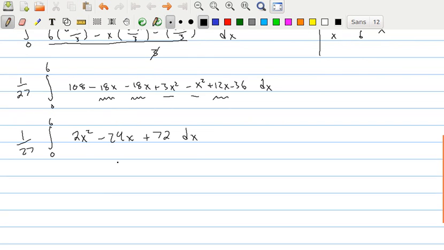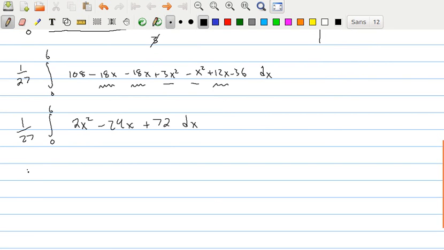And now we can go and integrate this in terms of x. So the 1/27th will sit there. Now here we integrate term by term. So we've got 2x cubed over 3 minus 12x squared plus 72x. And then we integrate this from x equals 0 to x equals 6. So again, at x equals 0, everything zeroes out, so that limit doesn't contribute to the integral. Now we'll go and plug the x equals 6 in.